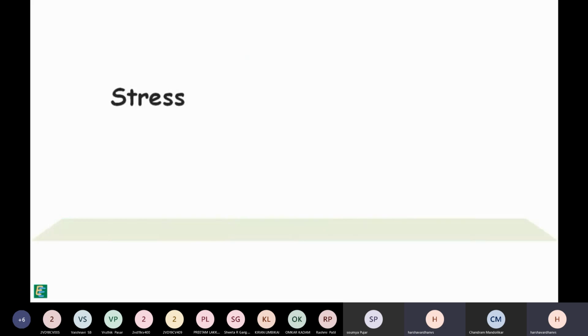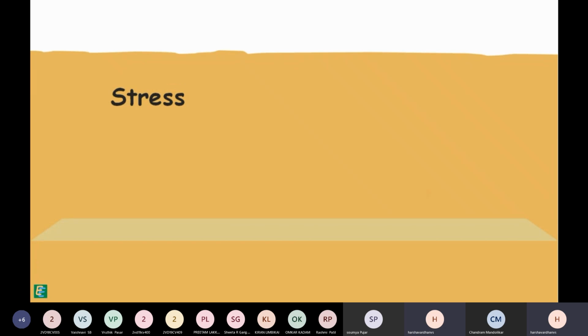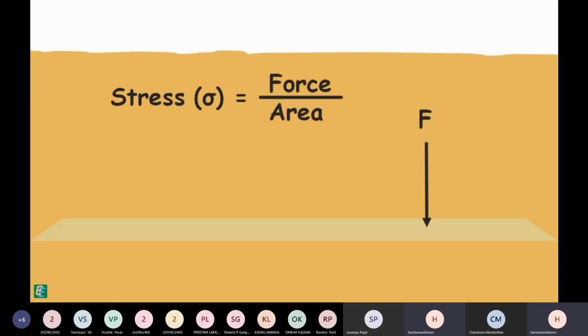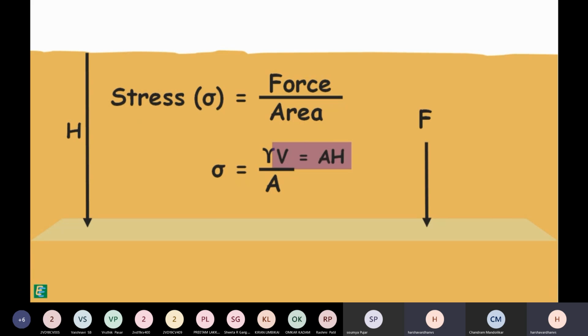Stress at any plane under the soil can be given as the force on that plane divided by the area of that plane. Force on that plane is the weight of soil above the plane, that is the unit weight of soil multiplied by its volume. Volume is area multiplied by height of the soil mass. This can be simplified to this.